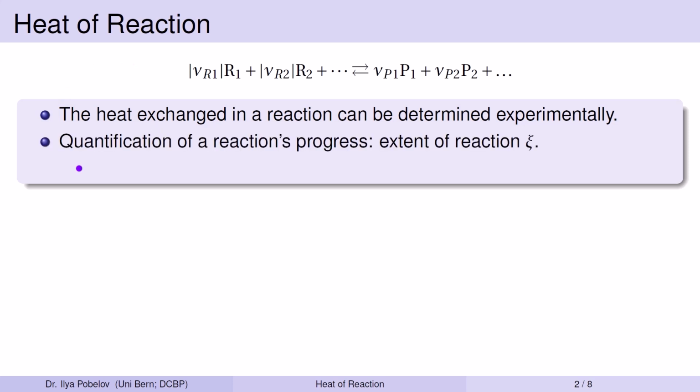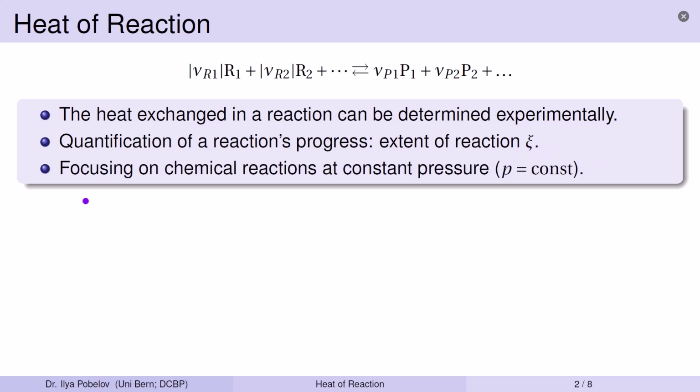We quantify the progress of a chemical reaction using the extent of reaction Xi. In this module, we will focus on reactions under constant pressure, which is a typical scenario. At constant pressure, the infinitesimal amount of heat exchanged in a reaction, denoted here as delta Q pair, as a function of the extent of reaction Xi, equates to the change in the system's enthalpy, represented by dH.